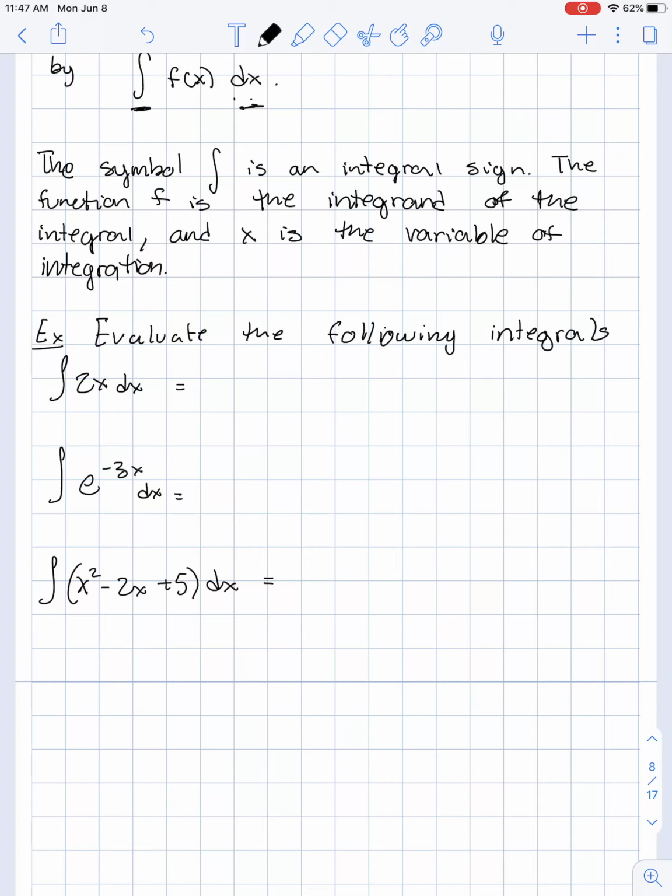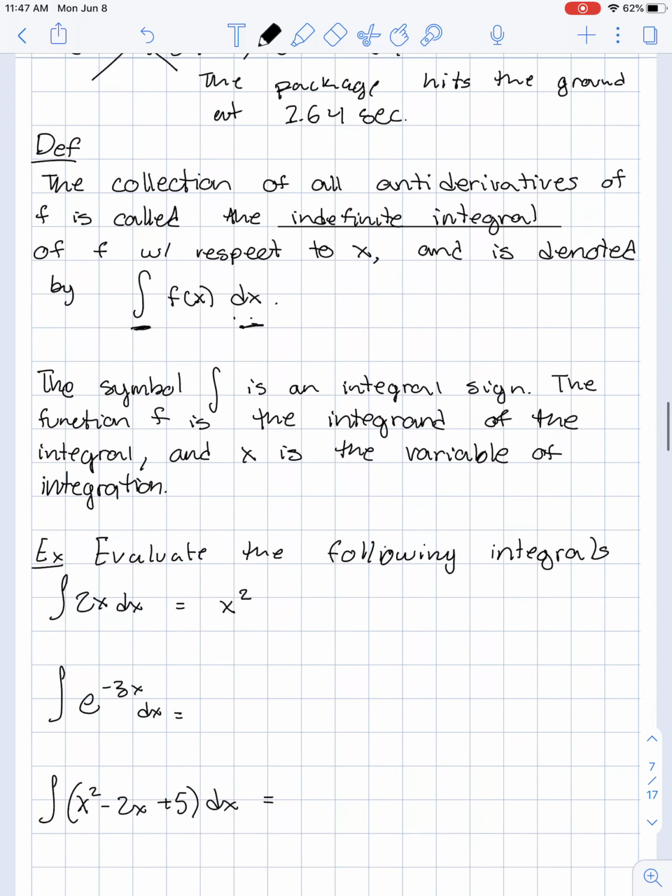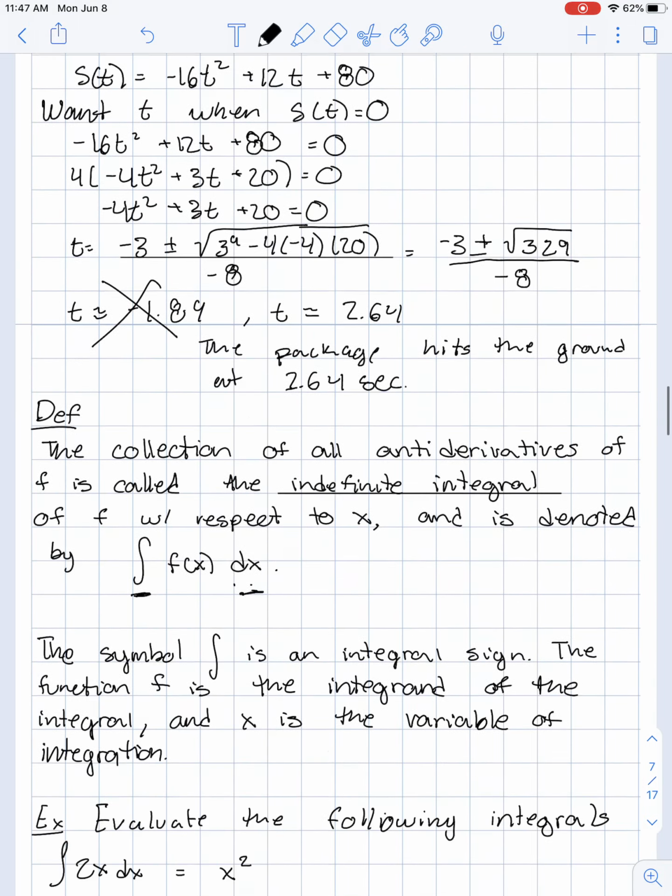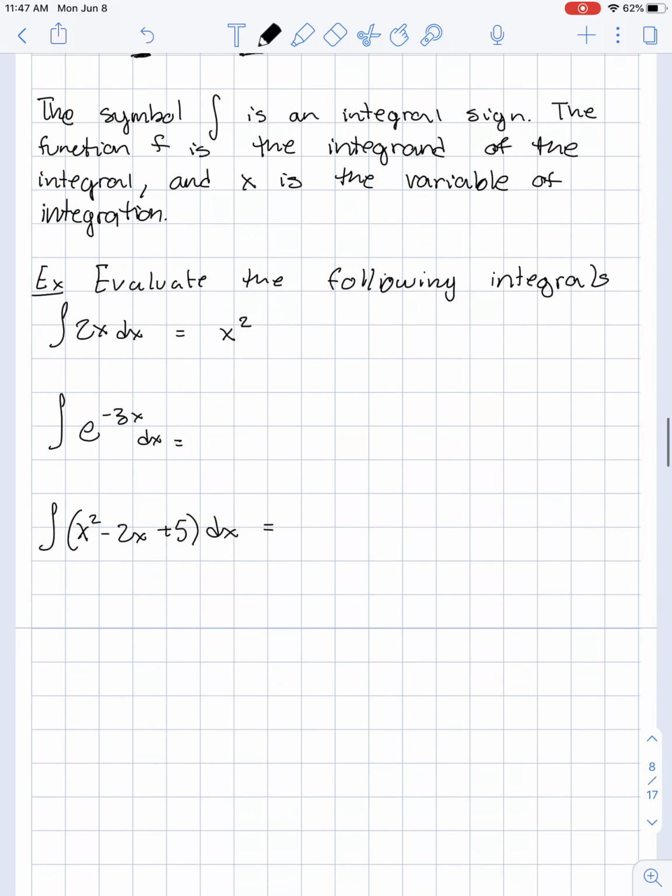Cool. So we kind of already did some of these earlier. So, right, the integral of 2x dx, well, we know its antiderivative is x squared, but remember, it's the collection of all of them. What does that mean? That means that I need to have a plus c.